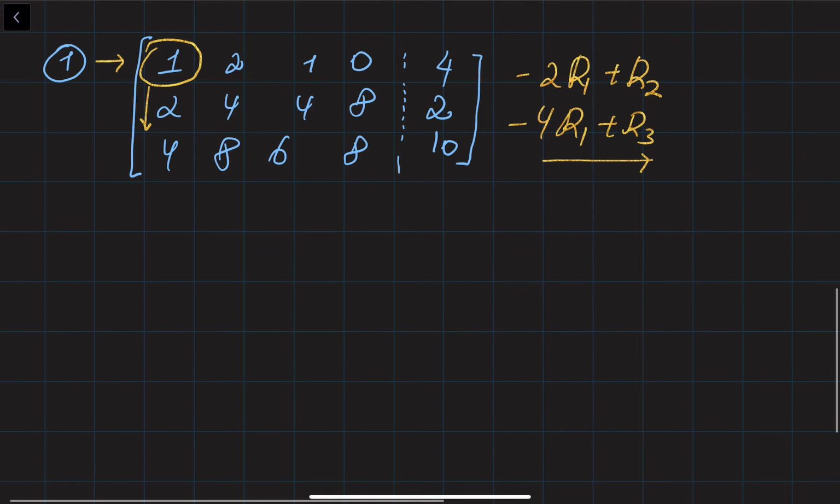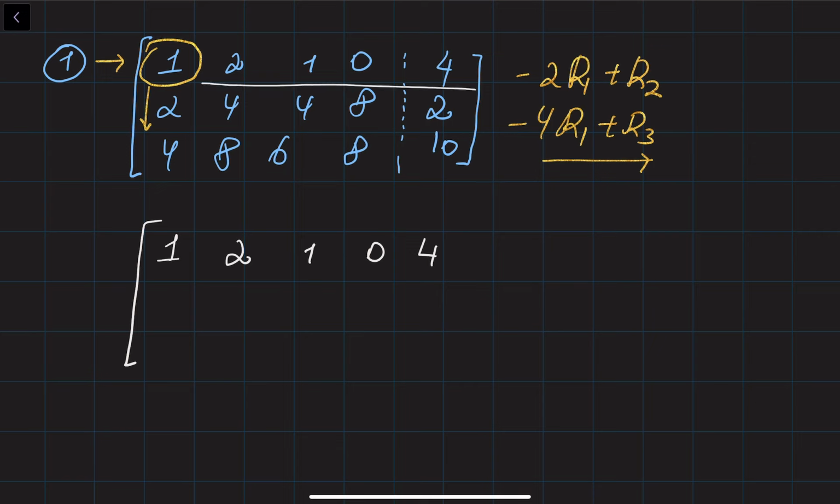Okay, if you do this operation, what kind of matrix we get is essentially going to be 1, 2, 1, 0, 4. So if you multiply all of the entries on this row by -2 and add this to the second, what you get is going to be 0 here. So 1 times -2 plus 4 is going to be 2. 0 times -2 plus 8 is going to be 8. 4 times -2 is going to be -8 plus 2 is going to be -6.